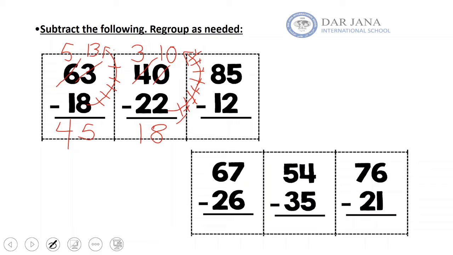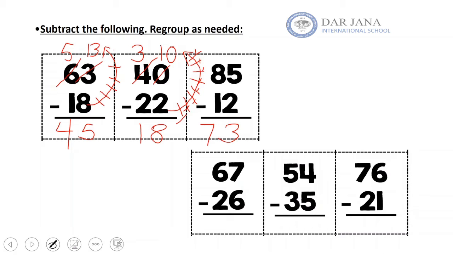5 minus 2. I have 5. More on the top. No need to stop. I have more. The 5 is more than 2. So, do I need to regroup here? No. I can solve it easily. 5 minus 2 equals 3. 8 minus 1 equals 7. Did I regroup here? No, I don't need to regroup here. Let's do the next one.